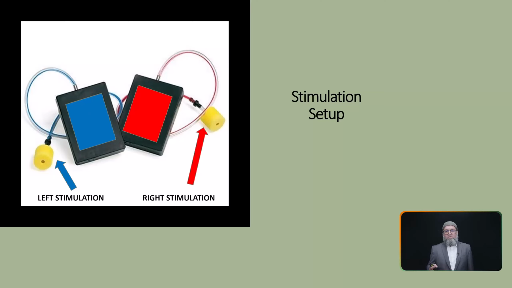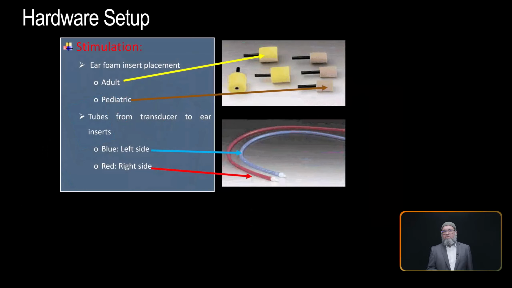So the color is in 2 colors, red and blue. Red is for the right side, blue is the left side. So when you stimulate from the right, we should be stimulating the red side, the right side. When you stimulate from the blue, we should stimulate on the left side.